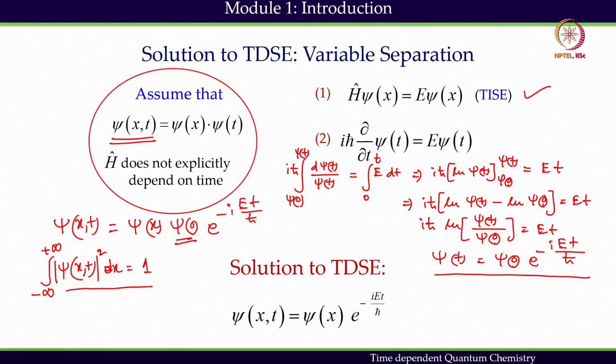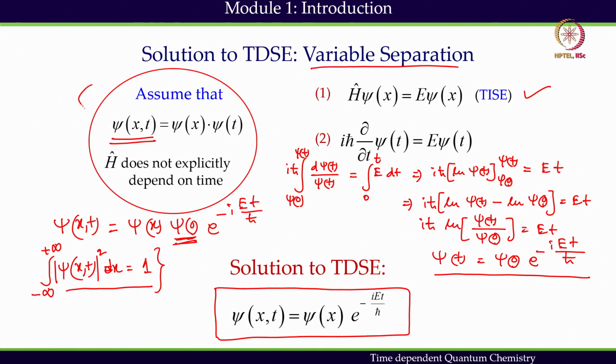So in order to have that meaningful statistical interpretation of the wave function in quantum mechanics, the wave function at every time, for any time, has to be normalized. So in the end we have to normalize the wave function, and any multiplicative factor can be included in the normalization condition. So instead of taking this multiplicative factor, we can generalize the solution, and we can say that this is what we have, the solution to TDSE under the variable separation method, which means that I have these two assumptions.